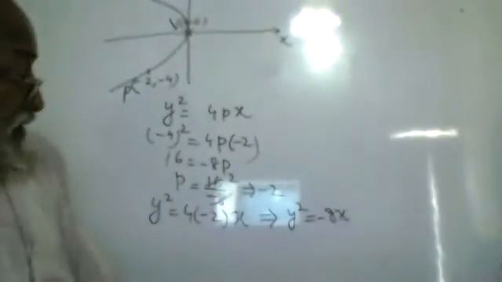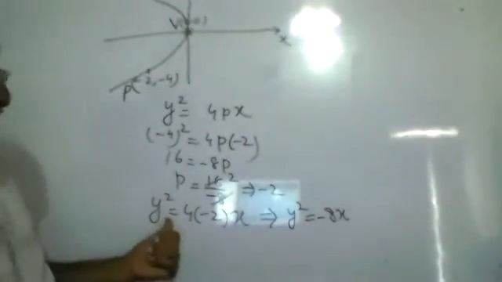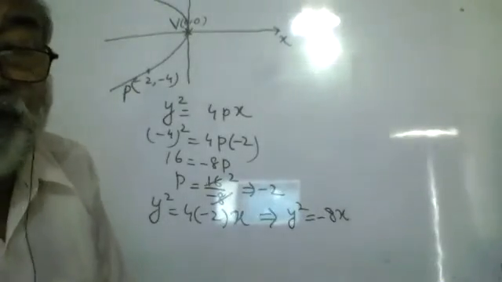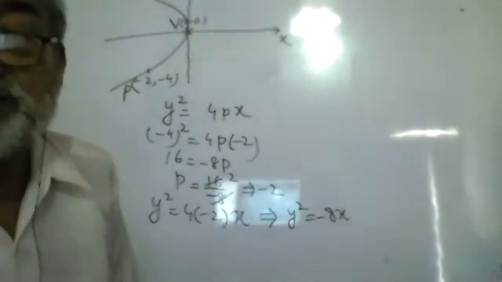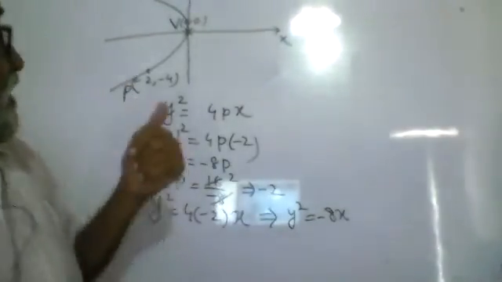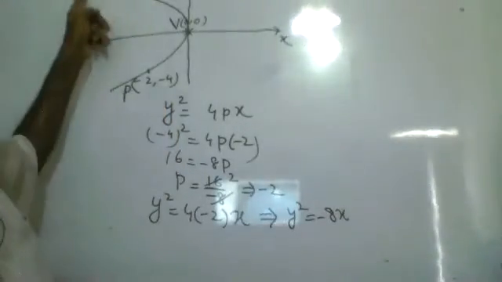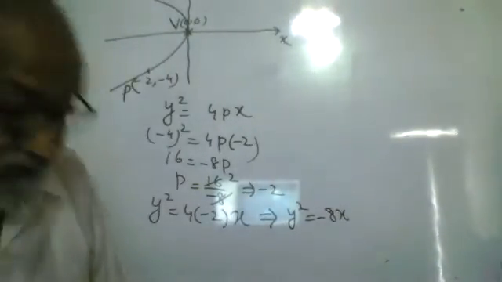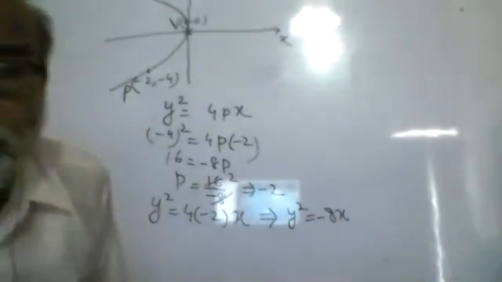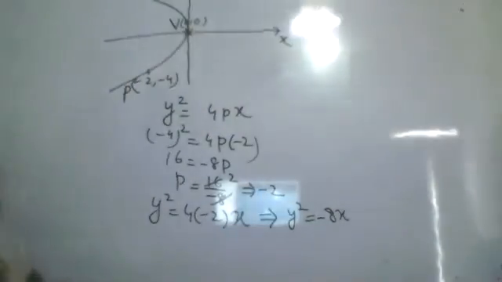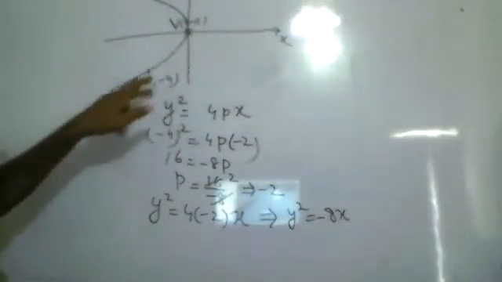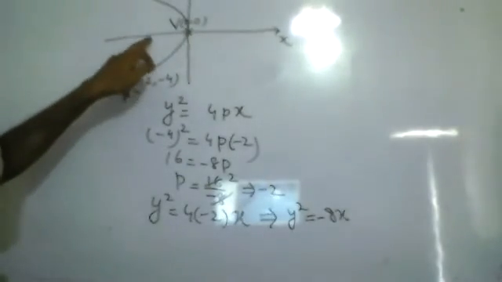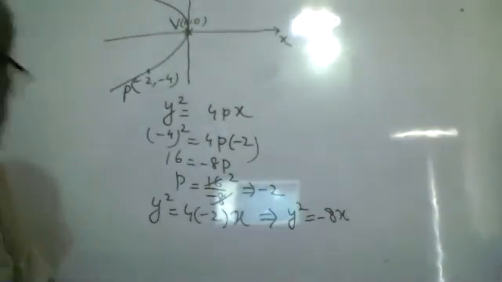So we found y square is equal to 4 into minus 2 into x. It will become y square is equal to minus 8x. This is the equation of the parabola which is on the negative side of the x-axis. In this way we will find the equations when the vertex and one point are given, or when the vertex and the focus are given. So we may use this equation.